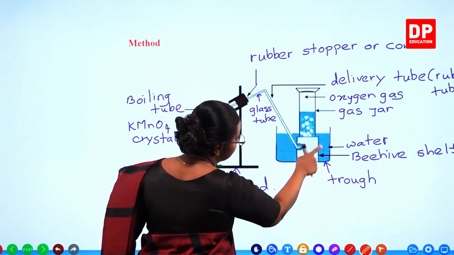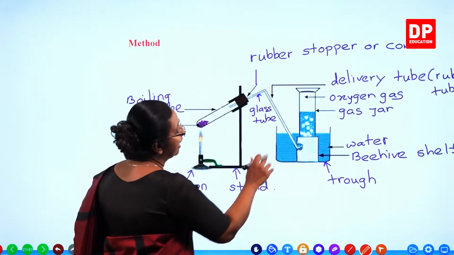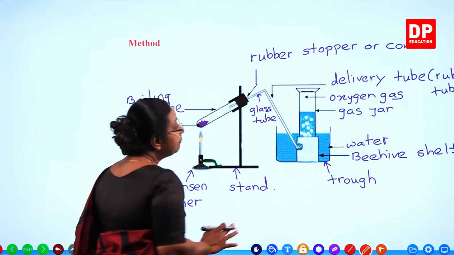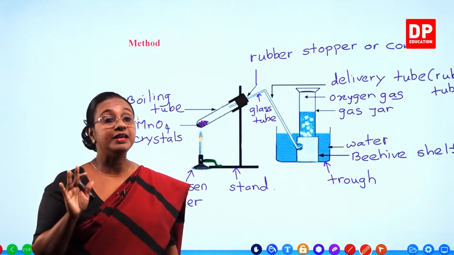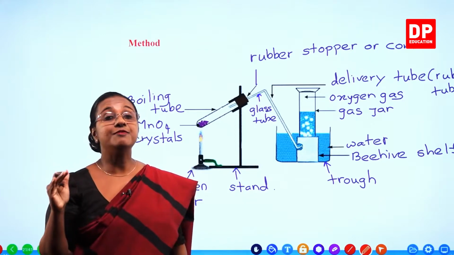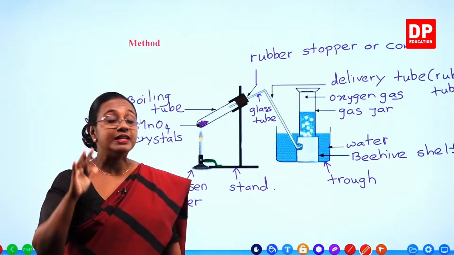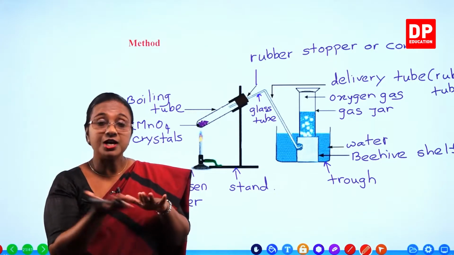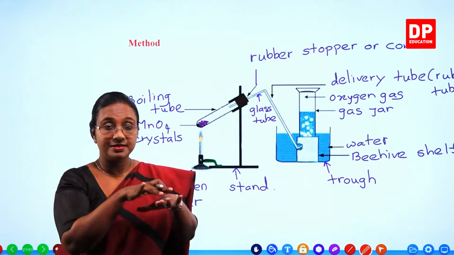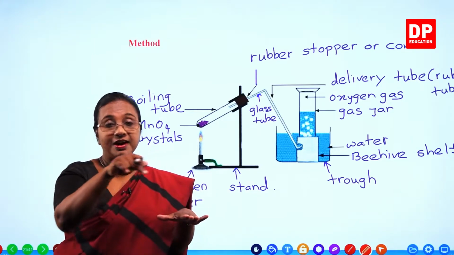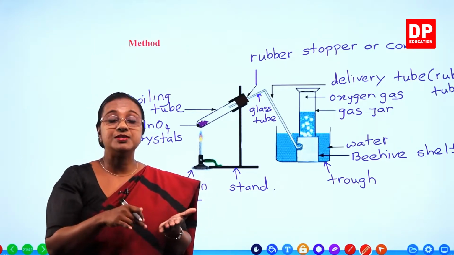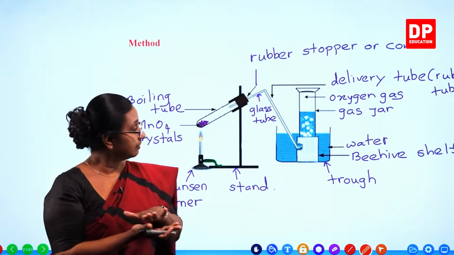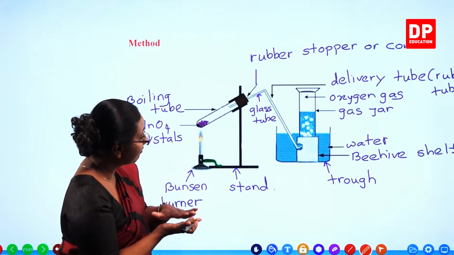In that we place this beehive shelf, and on that, before placing the gas jar, we need to completely fill it with water. You fill the gas jar with water. You can cover the mouth with a watch glass or a glass plate, just a nicely cut circular piece of glass. So we have the cover glass there, so we can cover it with that.